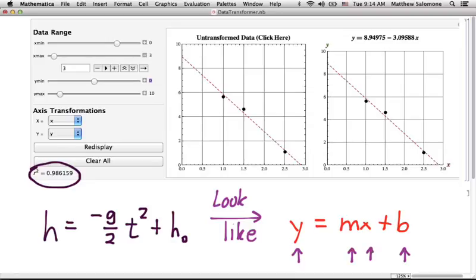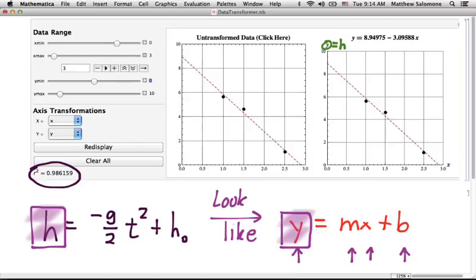So first of all, in both of these equations we have a subject. Both of these equations have been solved for one particular variable. So it probably makes the most sense to treat h as our dependent variable. In other words, I'm going to graph these data points where on the vertical axis I'm going to place values of h.